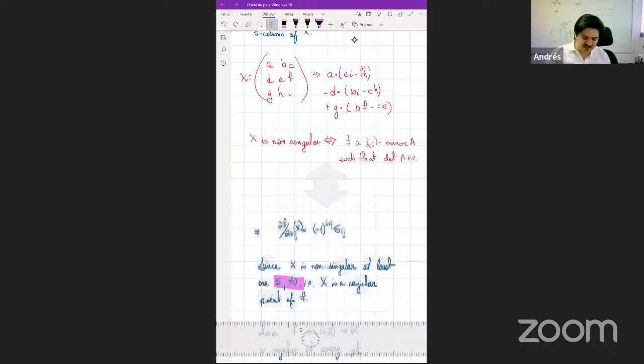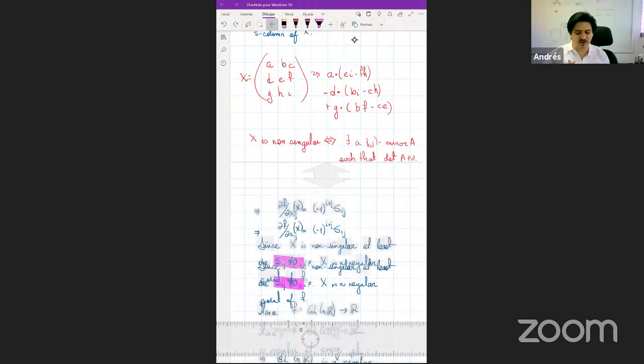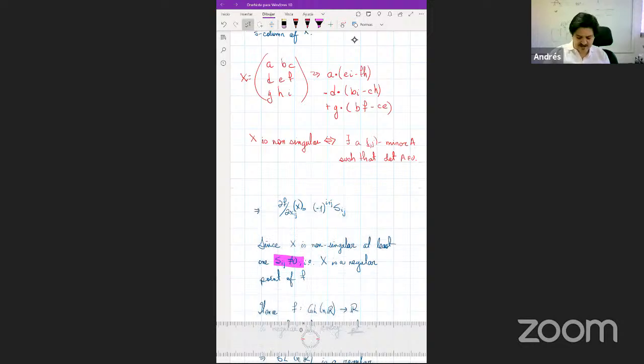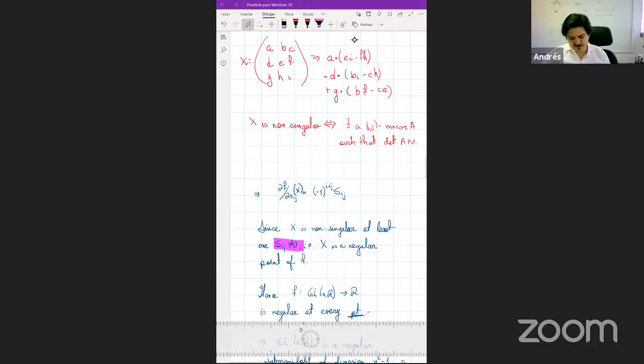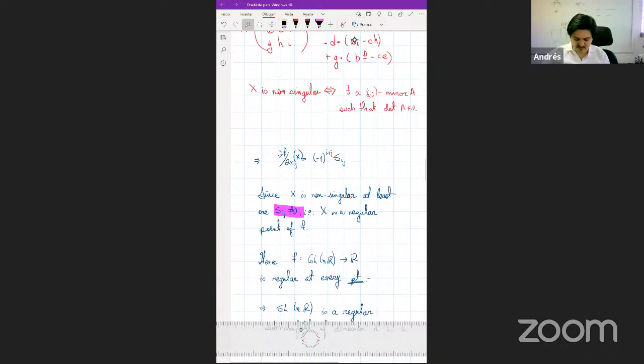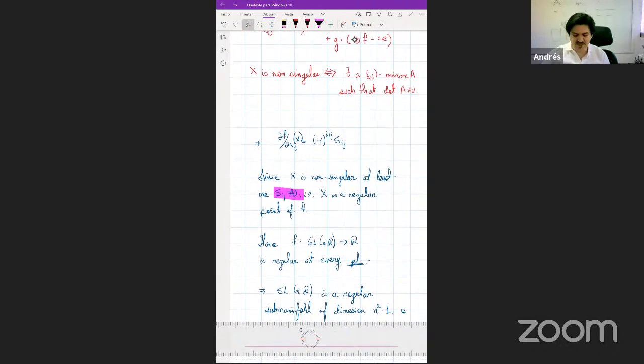And what I'm going to say later on, this is very important, okay? So I want you to understand everything that is going on here. Right, so what I have now is that the identity is a regular value, hence the preimage is a regular submanifold of dimension n squared minus 1. Okay?